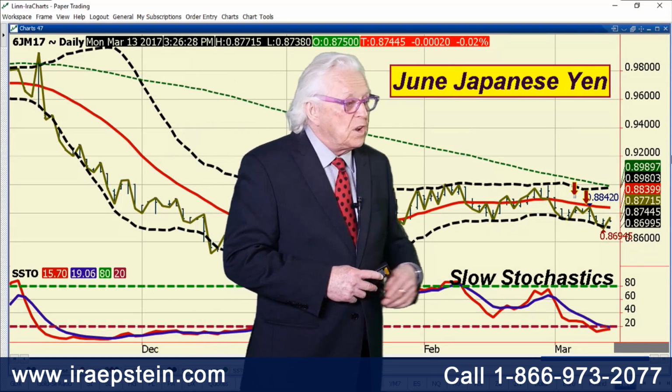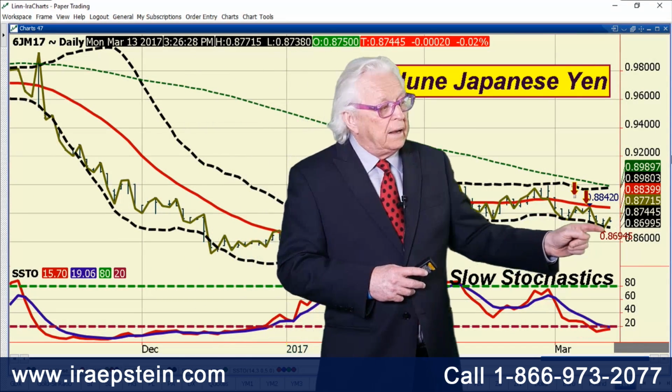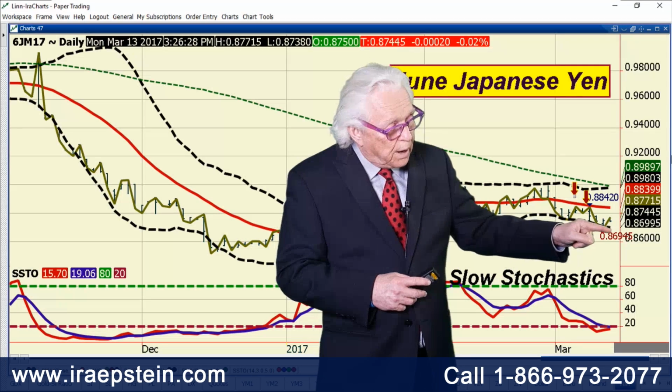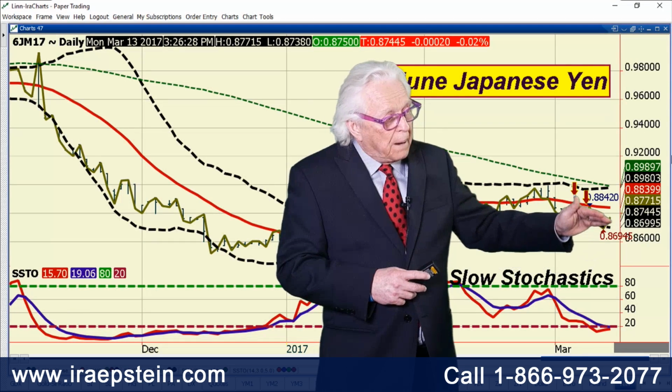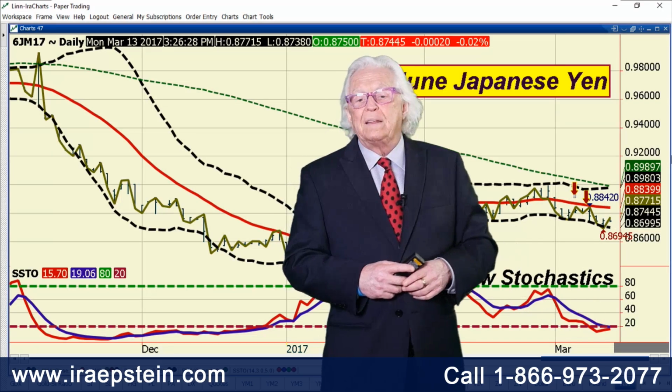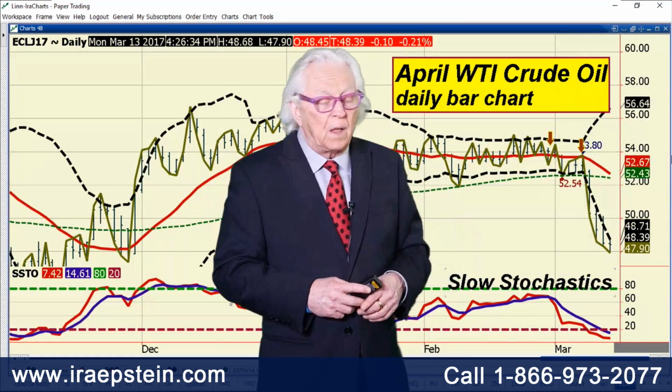In the Japanese yen, you've got a pattern of lower highs, lower lows. You're bearish. You hit your profit objectives right away. You're bouncing away from the lower Bollinger Band in an oversold condition.